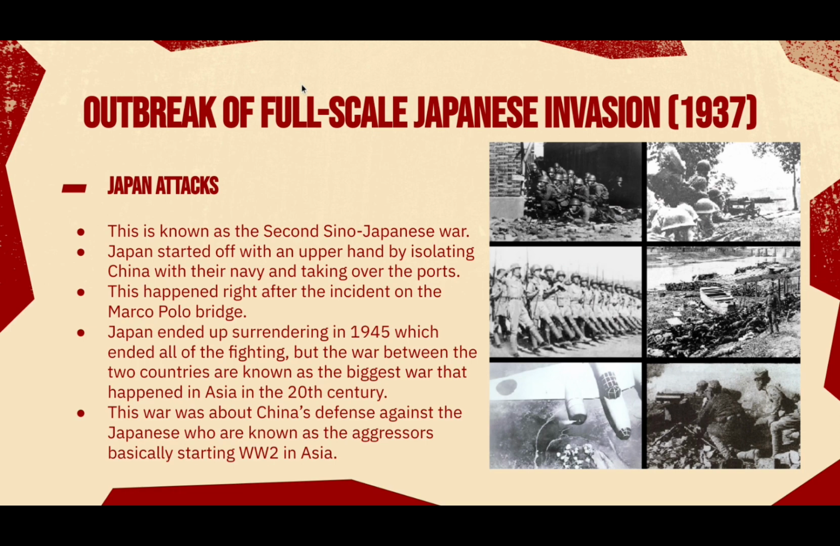The outbreak of the full-scale Japanese invasion is also important because basically this is what happened after that Marco Polo Bridge incident. And this is from right here starting onward. This is when the fighting happened with China versus Japan. And this basically just continues all the way on through World War II. And it's very important because at the time, even though the Civil War was still happening and the Communist Party is slowly gaining more power, both parties have to come together and fight off a foreign country and an enemy power.